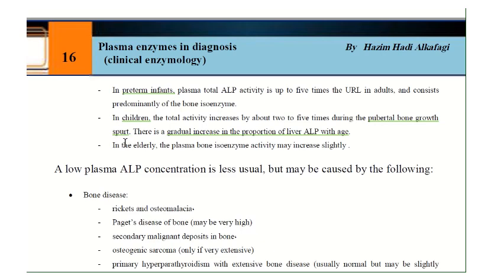There is a gradual increase in the proportion of liver ALP with age. إذن هناك زيادة تدريجية في the proportion of liver ALP with age. In the elderly, the plasma bone isoenzyme activity may increase slightly.